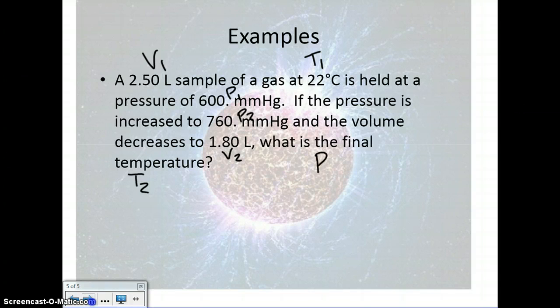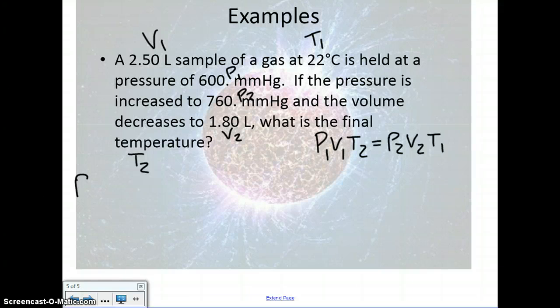So in this one, there's nothing to cancel out. We have all 3 variables. Okay, this is the first one you've seen like this. So let's go ahead and write out what we got. We got P1 was 600 millimeters mercury. How do you go from millimeters to atmospheres? Divide by 760. 600 divided by 760.